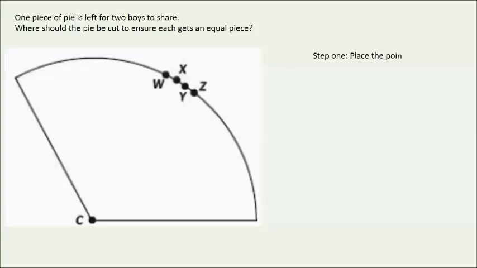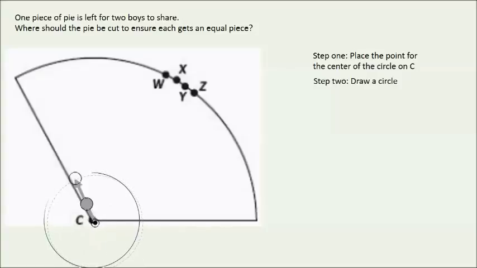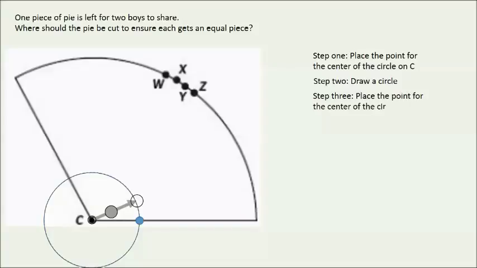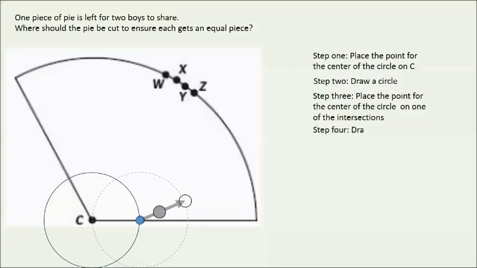So step 1, we'll place the point for the center of the circle on C. Step 2, we'll draw a circle. Step 3, place the point for the center of the circle on one of the intersections. So we'll slide to the right. And step 4, we'll draw a circle.